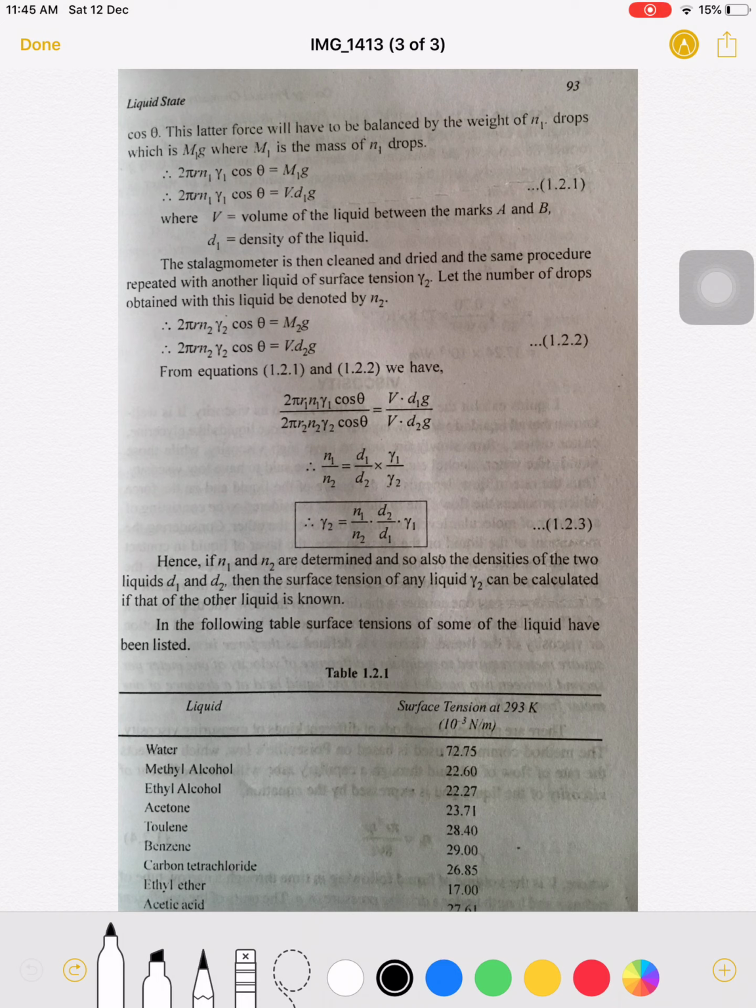Okay, so there are different liquids in a table, and in front of them the surface tension is given at 293 Kelvin. For water the surface tension is about 72.75 into 10 raised to minus 3 Newton per meter. So for different liquids, different surface tensions are calculated.